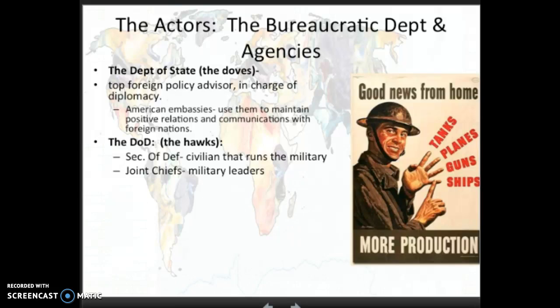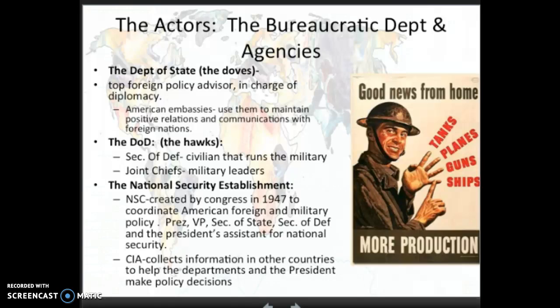We're afraid that we would have a situation of a military coup and then having a militarized government, and we didn't want that. Also, the Joint Chiefs of Staff are the military leaders. They also advise the president when it comes to military action.